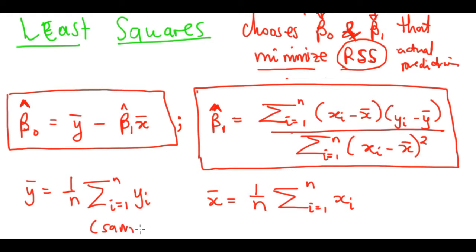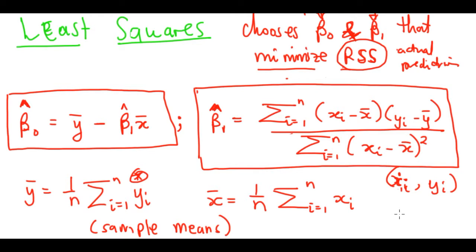So these are called sample means. What that basically means is add up all the x's and just get the average of all the x's. So remember our training data is going to be like this, right? xi, yi, for i between 1 and n. So what this basically means is just add up all the x's and divide by n. What this first part means is just add up all the yi's and divide by n.